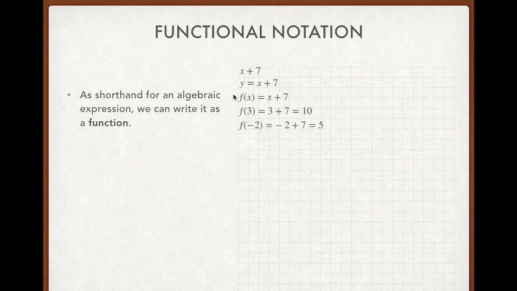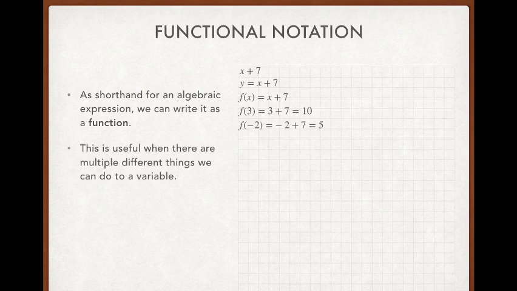Once we have functional notation like this, we can then put in any value for our variable and see what it'll get. So if we say that f of x is x plus 7, then f of 3, we just replace x with 3. 3 plus 7 is 10. We can do the same thing with -2. f of -2 is, instead of x plus 7, -2 plus 7, or 5.